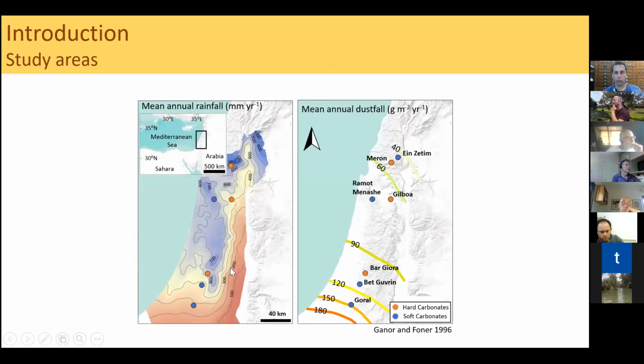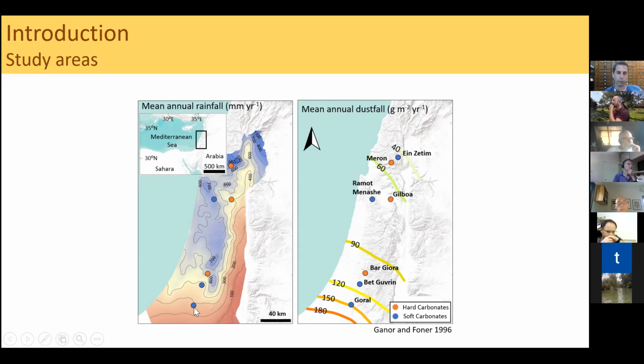So we chose 7 study sites, which are marked in circles. Blue circles are non-durable, soft carbonate rocks like chalk and kirton, and orange symbols mark hard carbonate rocks, limestone, dolomite, hard limestone and dolomite rocks.